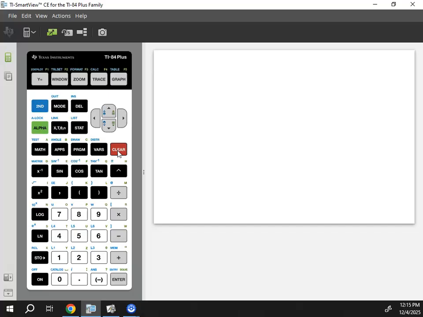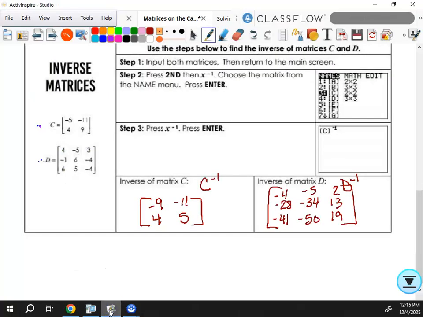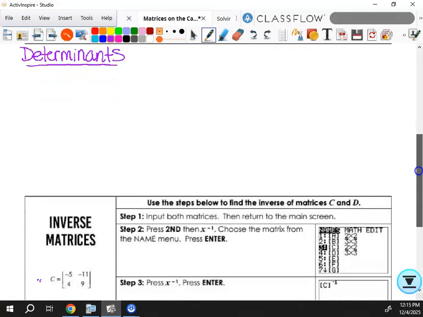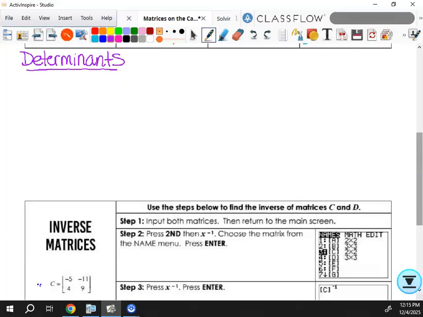You good? Okay. Then let's write down the steps. Here are the steps, and we'll just put them with commas instead of all the fancy screenshots. You would do, once again, second, and then x to the negative 1. That's how we get to the matrices. And then this time you arrow over to math, and you choose 1, determinant, and then enter.